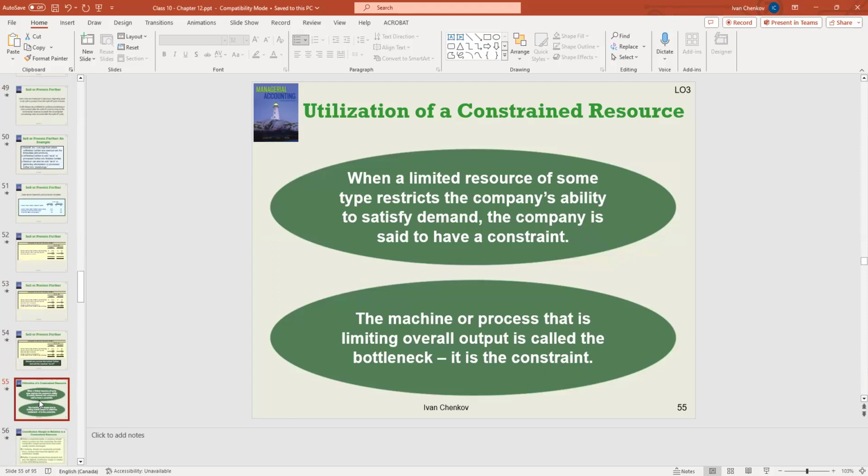Now we're going to the interesting point, which is what we're going to do when we have limited resources. We will always be in a situation where we have limited resources. The question is how we are going to make profitable decisions given that we have limited resources. When a limited resource restricts the company's ability to satisfy demand, we're saying the company has a constraint. Whatever creates that constraint is called the bottleneck. So every time we have a constraint, we're saying that's our bottleneck.